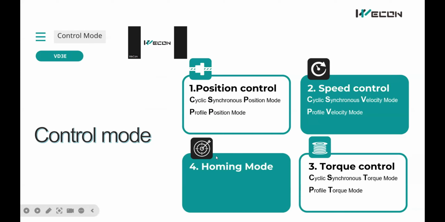For homing modes, there are 35 homing modes supported in VD3E. So in our controller, usually we send the homing mode and homing speed to our driver, and the driver will begin to search for the home position, search for the 0 position itself, and finally stop at the home position, and finish our homing operation.